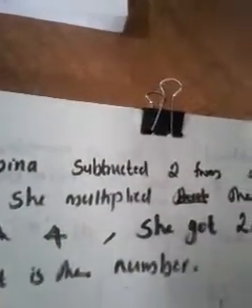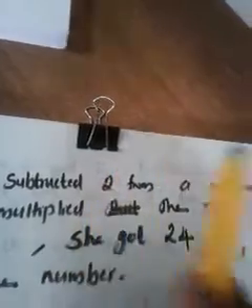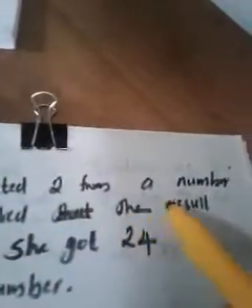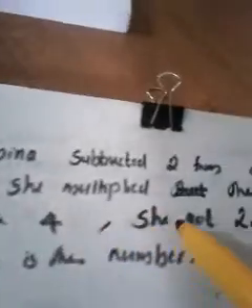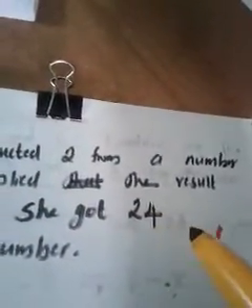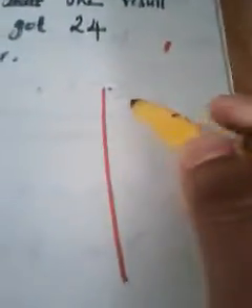Then what did she do? She didn't stop. What result did she get when she subtracted 2 from a number? She multiplied that result, the new result, again with 4. In that way she got 24. So let me explain in a few simple ways.